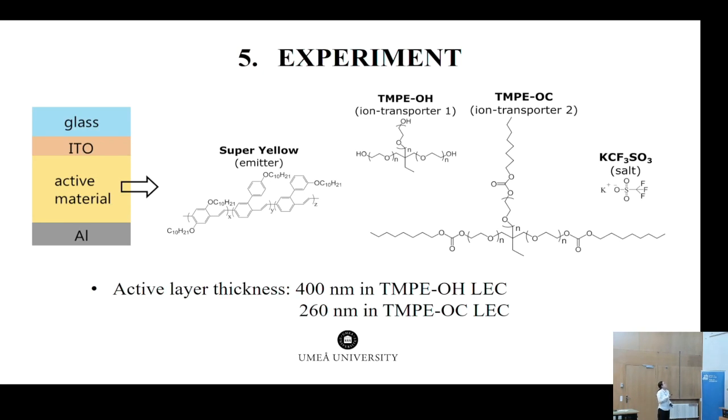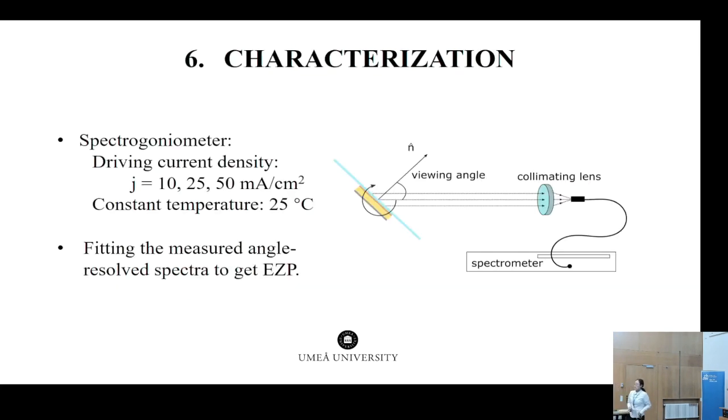In the experiment, I make two types of devices. They are fabricated on a glass substrate, and the ITO is the anode, aluminum is the cathode. In the active material, we use the same emitter, Super Yellow, and the same salt. For these two types of LEC, the difference is the ion transporter. One is TMPE-OH, the other is TMPE-OC. In TMPE-OH devices, the active layer thickness is 400 nanometers. In TMPE-OC devices, it's 260 nanometers.